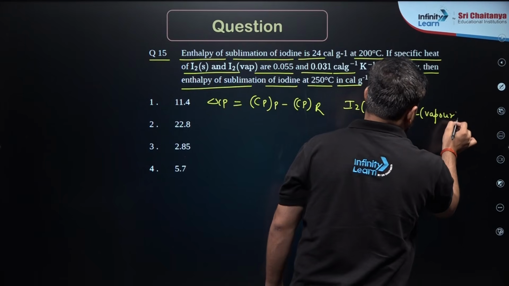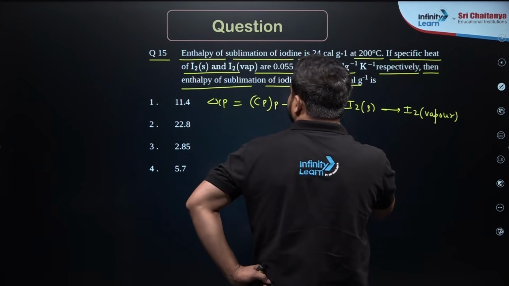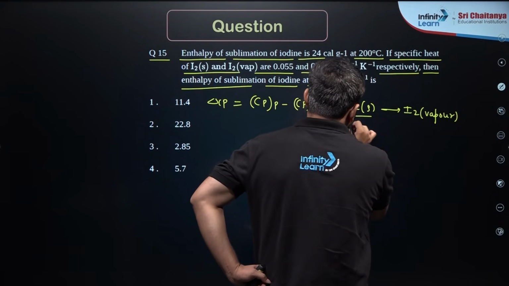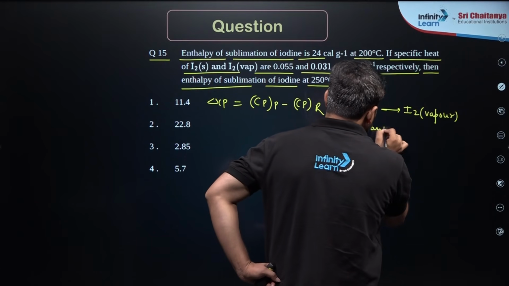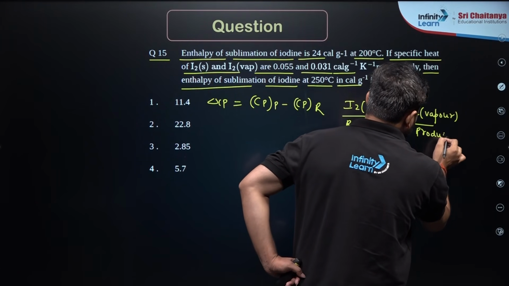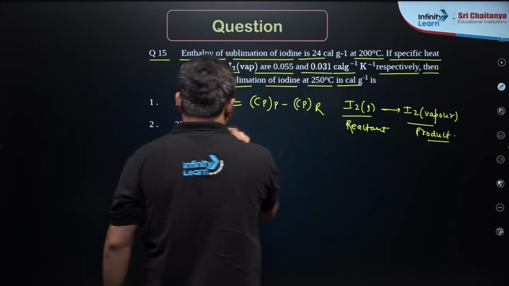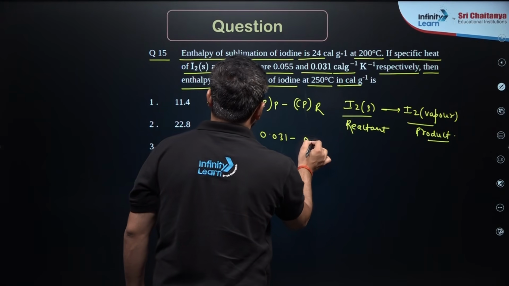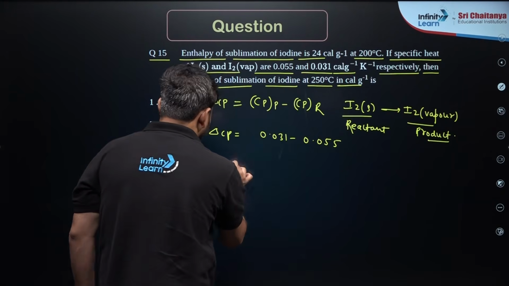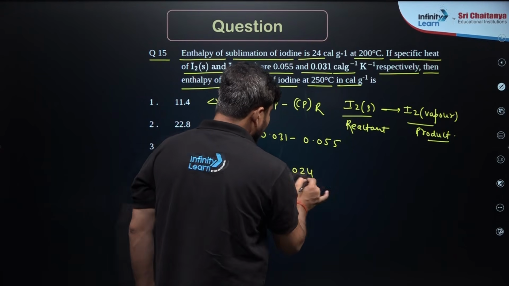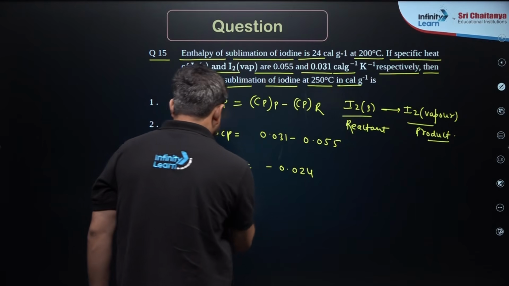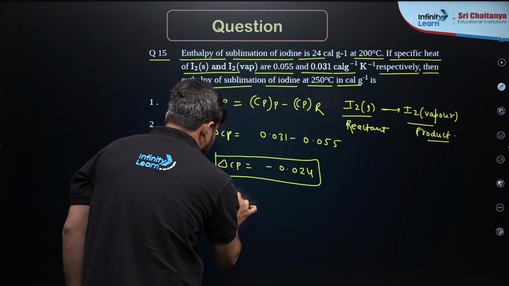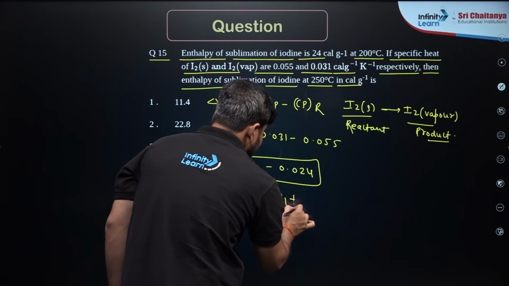So if we write it in this pattern, the I2 solid is the reactant and the I2 vapor is the product. Now putting in the values, delta Cp equals 0.031 minus 0.055, so delta Cp equals minus 0.024. Now that we have delta Cp, we are going to calculate delta H2, which is delta H1 plus delta Cp.